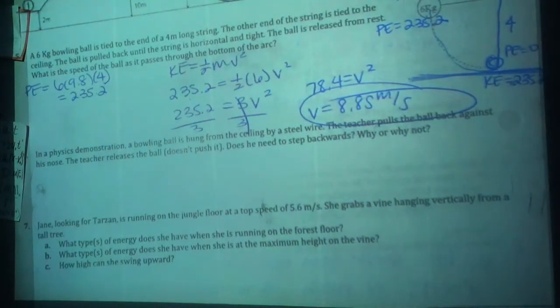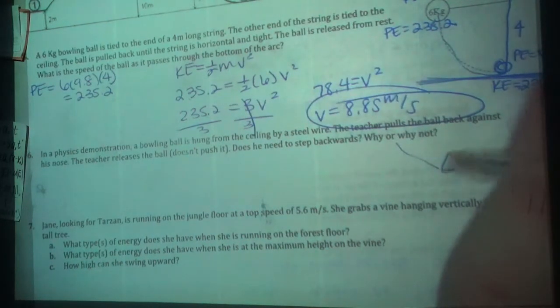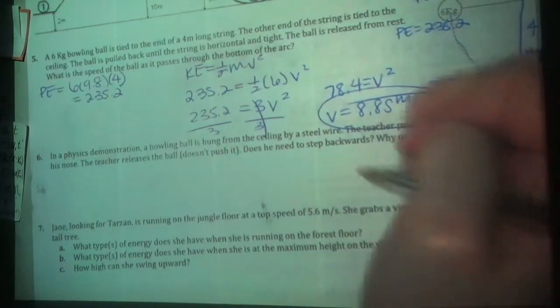In a physics demonstration, a bowling ball is hung by a wire. The teacher pulls it back. This is their nose right here. They release the ball, not pushing it. Do they need to step back? And you guys should say no, because you've seen it. We didn't use a bowling ball. That would be dramatic. But no, in our reasoning, is conservation of energy.